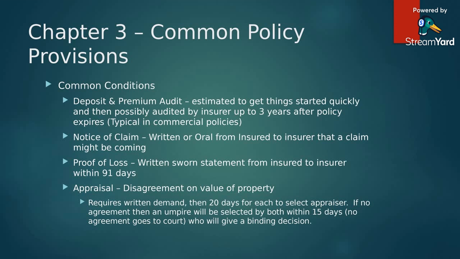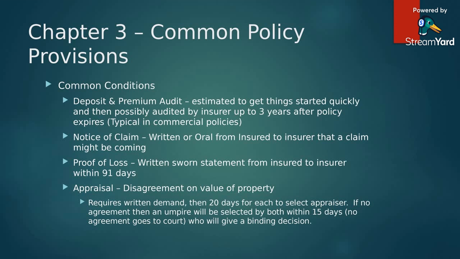Some common conditions, very common in commercial policies, is going to be a deposit and premium audit. This is where, say, you've got a commercial building, and instead of going out and getting an appraisal on that building, they're going to just get a quick estimate so that we can get things started quickly, get them insurance pretty close to right away, and then the insurance company has the ability to come back and audit and get the correct amount up to 3 years after the policy expires, right? So this is what we call a deposit and premium audit.